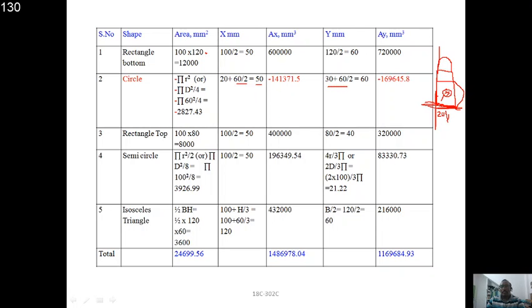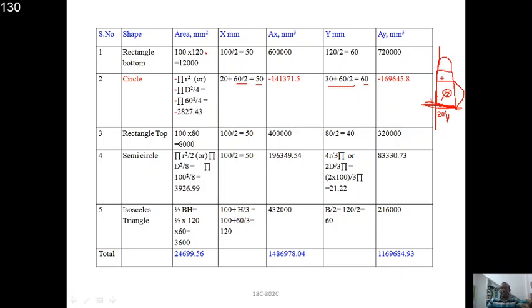Similarly, the y value is also the same. This side it is 120. 120 minus 60, therefore 60 by 2, 30. Therefore 30 plus 60 by 2, 60. So that is the thing you need to calculate.